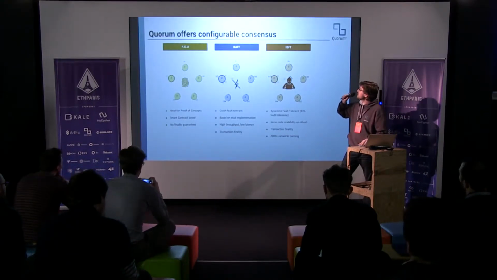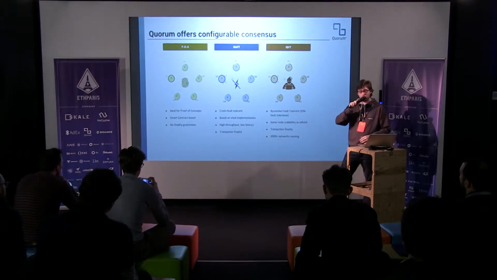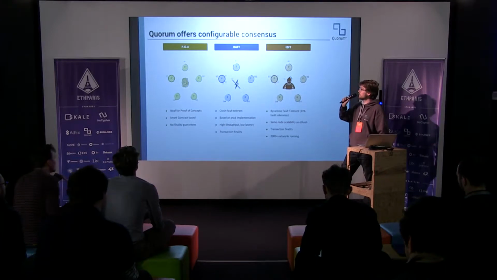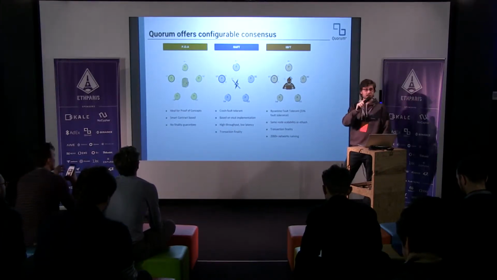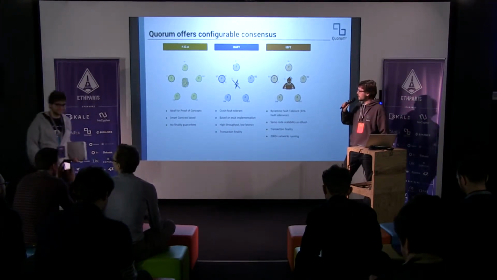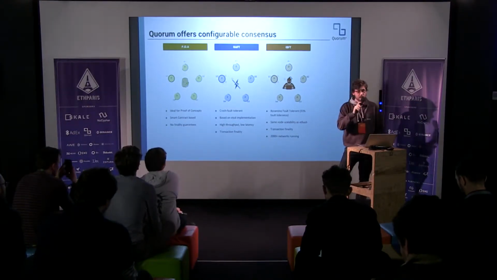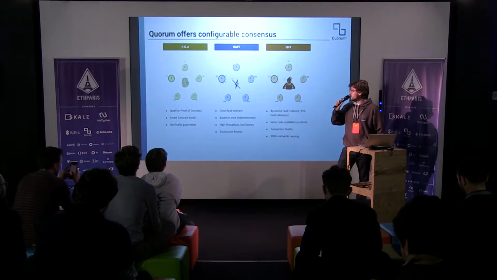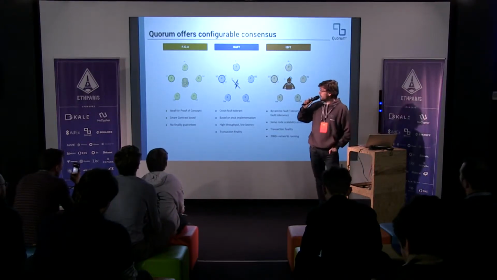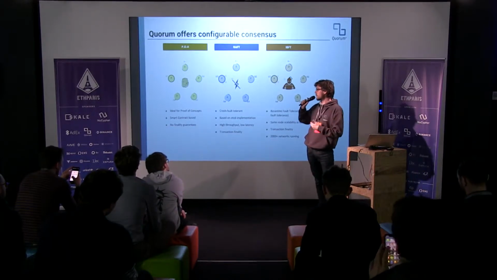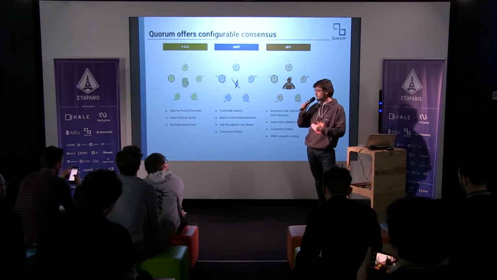Okay, so consensus. Quorum provides 3 different consensus mechanisms: proof of authority, Raft, and IBFT. POA, for those familiar with Geth, is just Clique. It's good for public blockchains, but for enterprise solutions, you want finality guarantees.